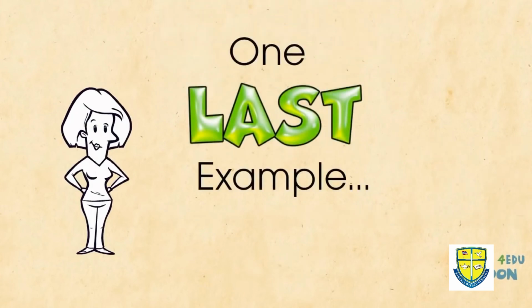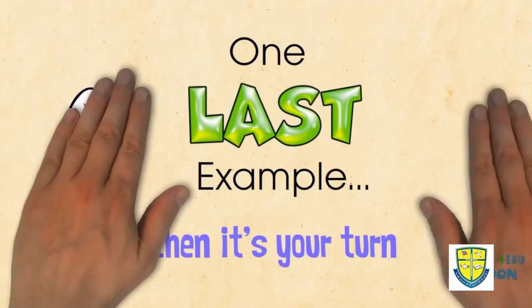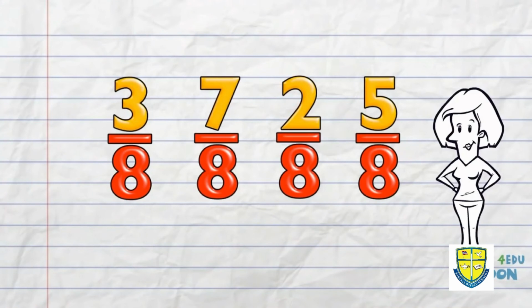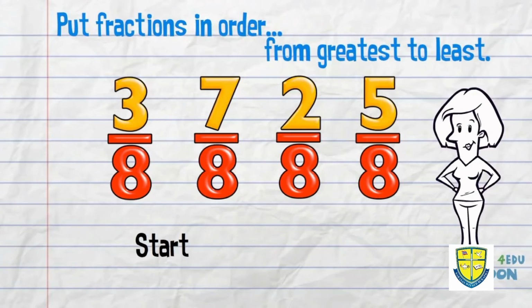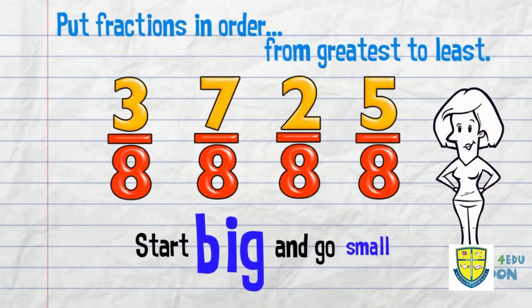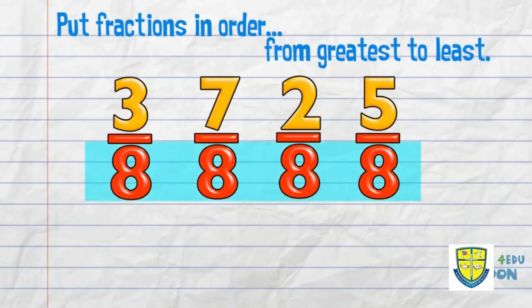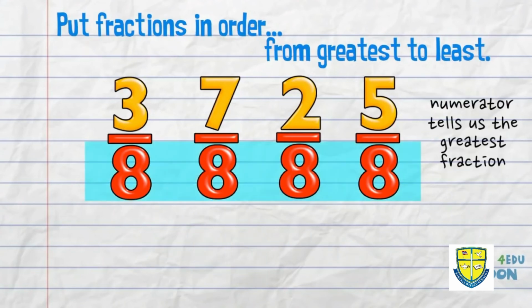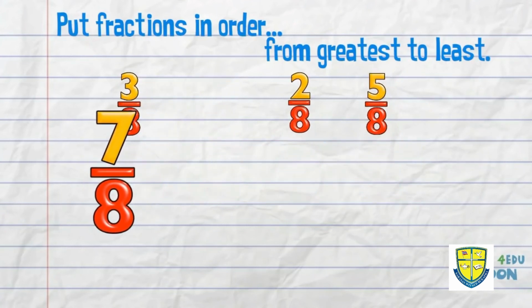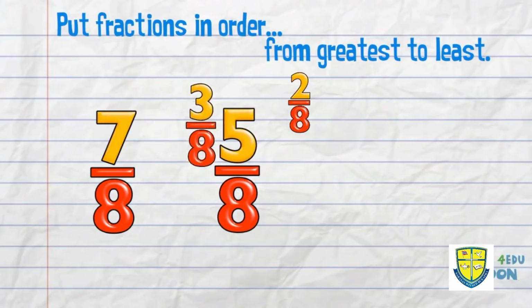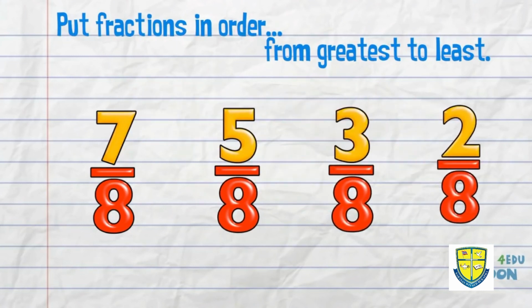We'll have one last example, then it's your turn. We're going to put this group of 4 fractions in order from greatest to least. We start big and go small. This time, I'm not going to use fraction strips. The denominators are all the same, so the numerator tells us the greatest fraction. And 7/8 is the greatest fraction because it has the largest numerator. The next one down from this is 5/8, then 3/8, and the smallest is 2/8.